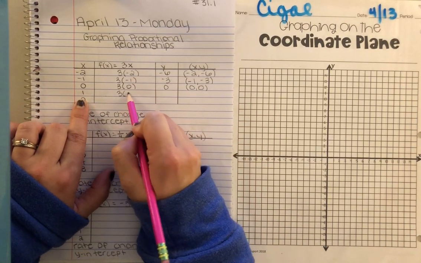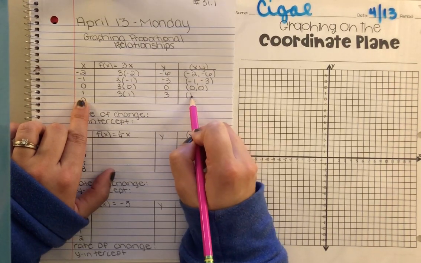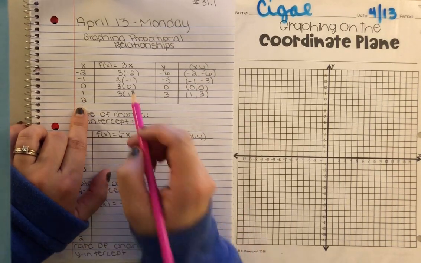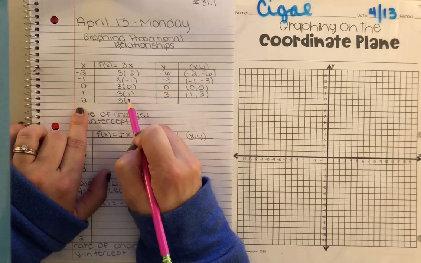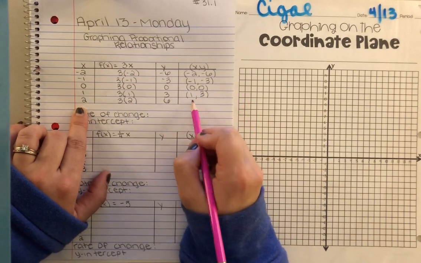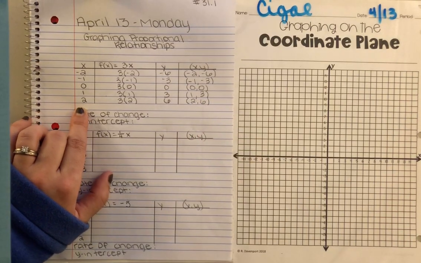Next, we want 3 times 1, which is 3. And my ordered pair becomes input value of 1, output value of 3. We've got 1 left. 3 times 2. My output is 6. So my ordered pair, input, output, would be 2, 6.